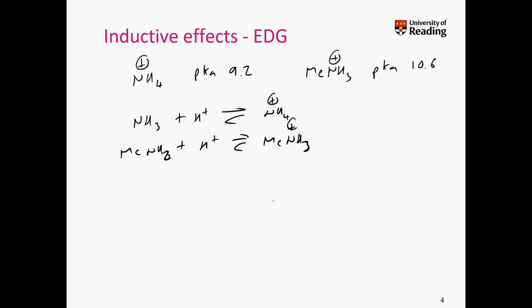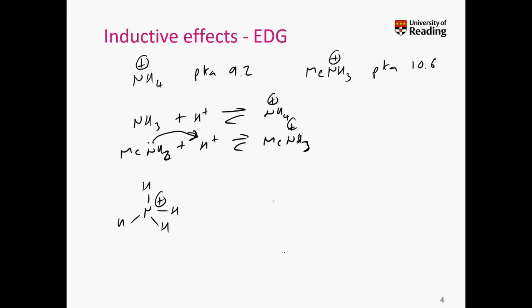Let's think about why that would be. If we've got an electron donating group pushing electrons into the nitrogen, then the lone pair of electrons on the nitrogen that are going to be used to react with the proton are more readily available, because there's more electron density there. But we also have an added advantage: the positive charge can be stabilized.